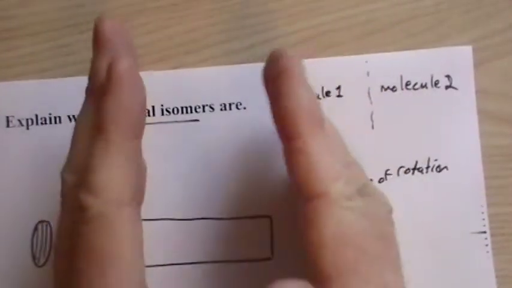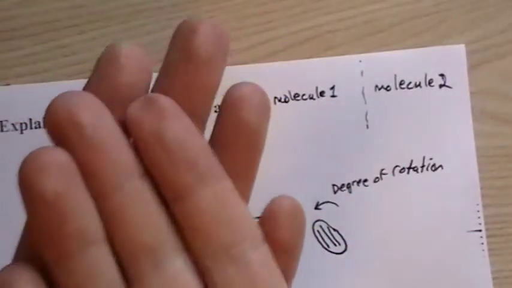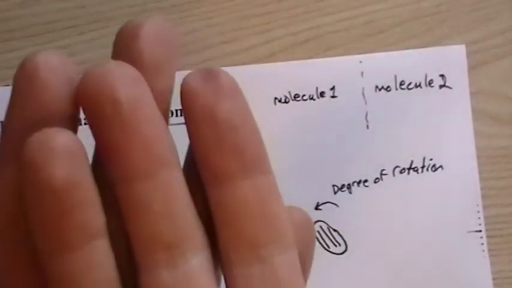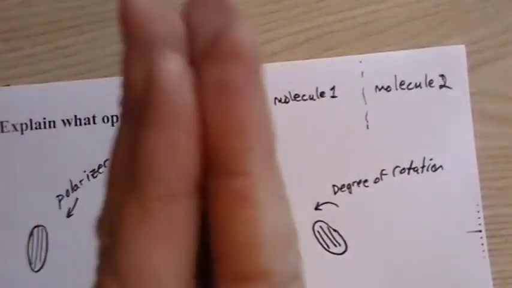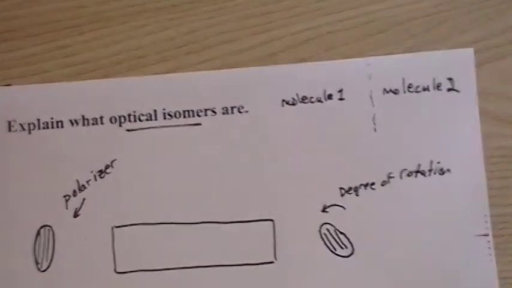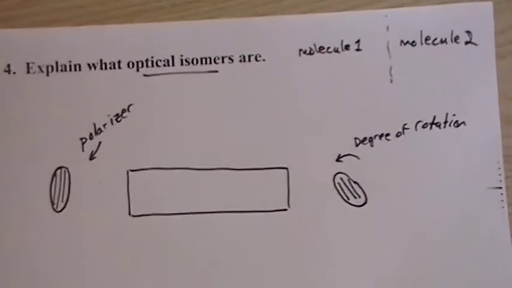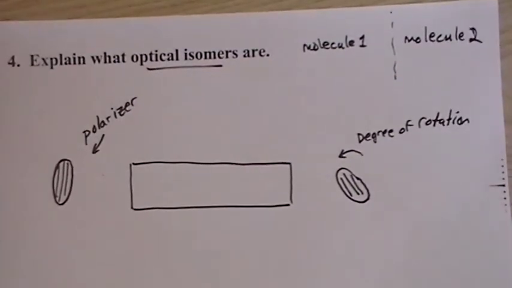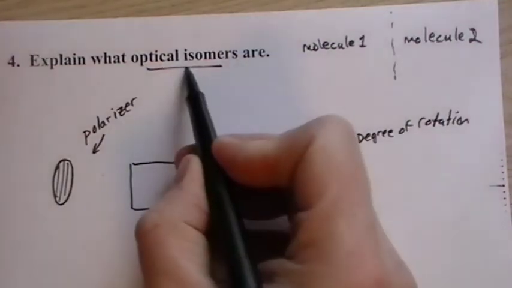One hand is a mirror image of the other, but they definitely don't overlap perfectly. If you overlap them this way, the thumbs don't overlap. If you do it this way, they're facing different directions, so they're not truly overlapping. So molecules that appear to be mirror images of each other that don't overlap are optical isomers.